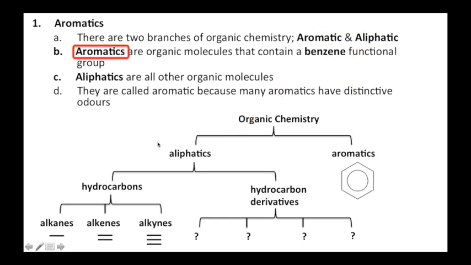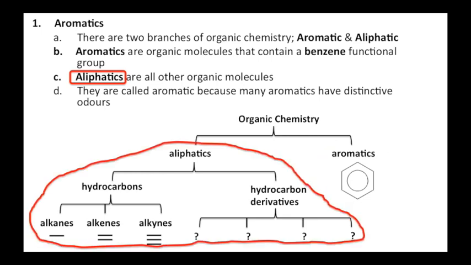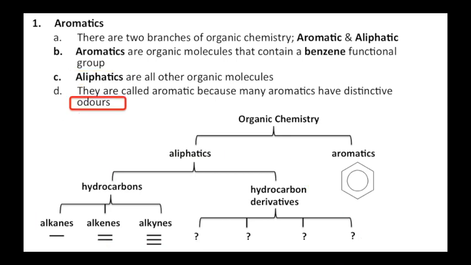Okay, so aromatics are organic molecules that contain the benzene functional group. Just like this is a functional group, that double bond identifies it as an alkene, that structure there, benzene, identifies these compounds as aromatic. So remember, we've got aromatics or we've got aliphatics. Now these are called aromatics because they have distinctive odors, some of them.